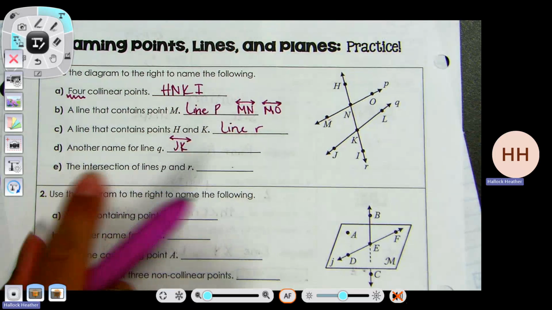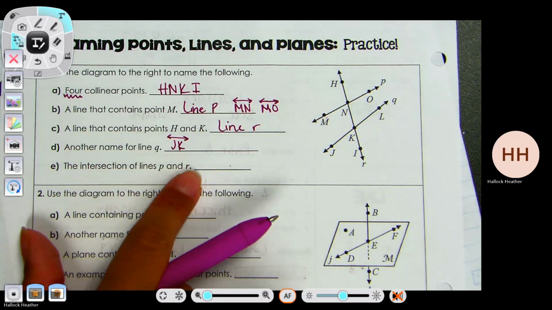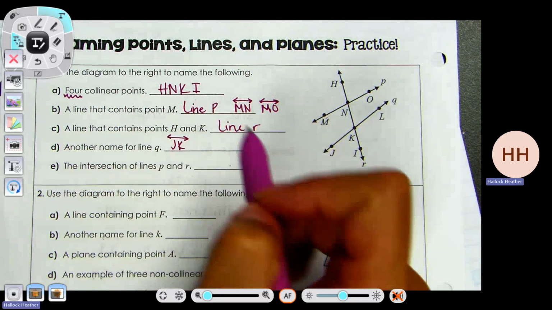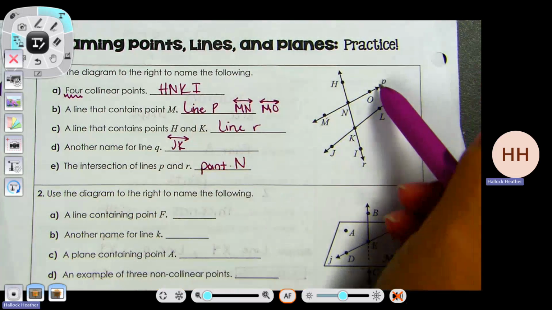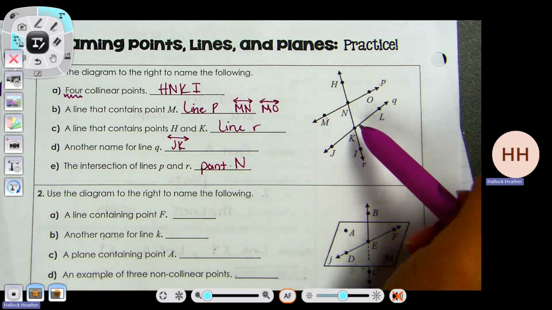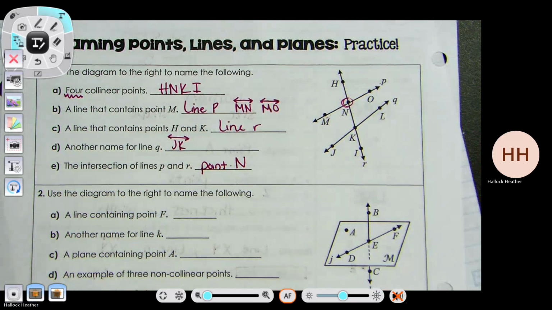And then the intersection of lines P and R. Point N. So P runs this way and R runs up, so they intersect at N. That's not too bad, right?